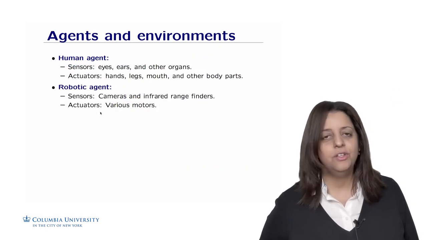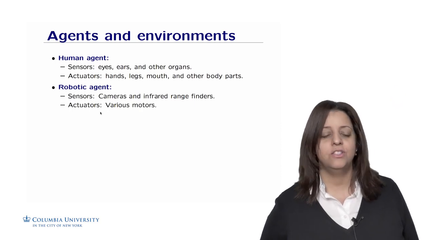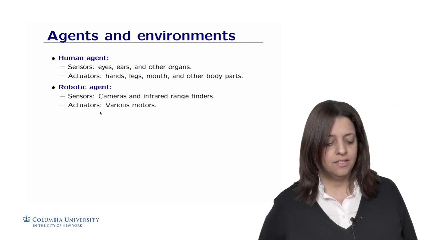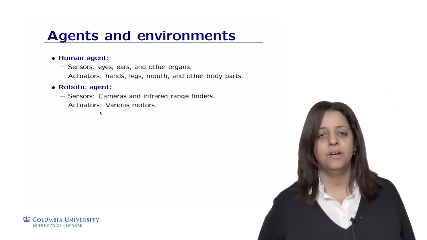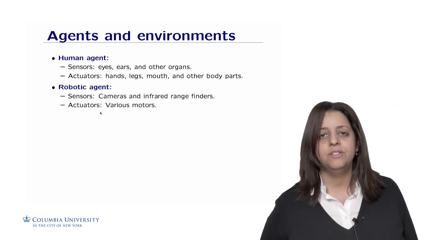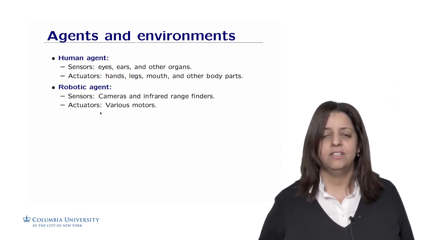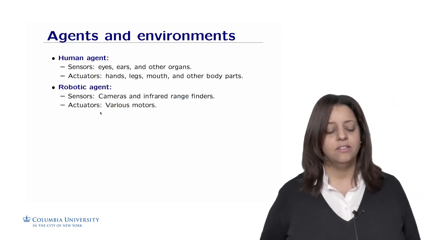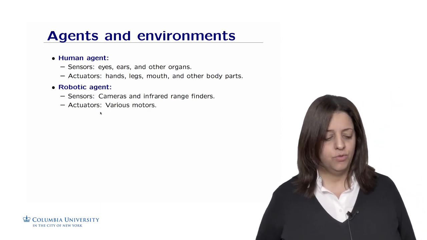Examples of agents include human agents that have as sensors the eyes, the ears, and other organs, and as actuators the hands, legs, mouth, and other body parts. Robotic agents have as sensors cameras, infrared rangefinders, and other kinds of sensors that allow them to move safely in the environment. And the actuators are the various motors that make the robot move.